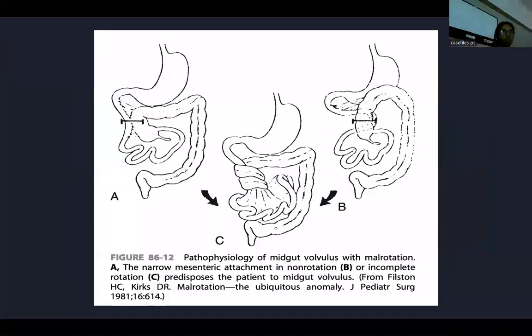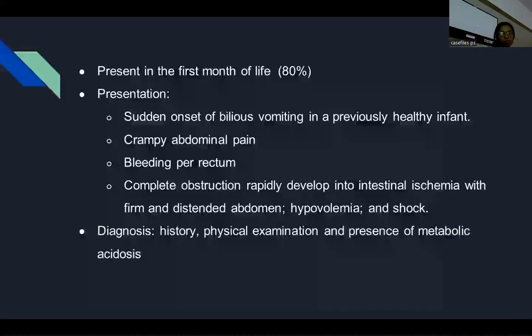movement of the torso. As we can see here, in patients with non-rotation or malrotation, there will be a shorter mesenteric pedicle, a narrow pedicle around which the volvulus can occur, and they will present with acute midgut volvulus. The majority of them, as much as 80% of the patients, will present in the first month of life whenever they have a volvulus.